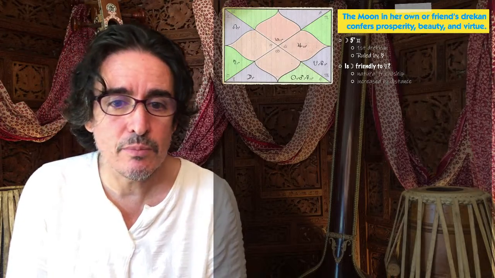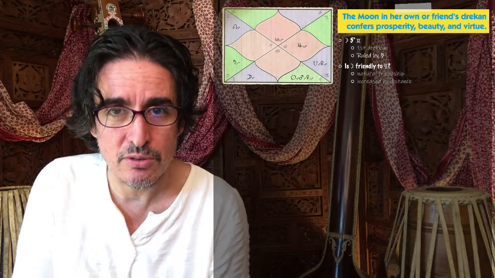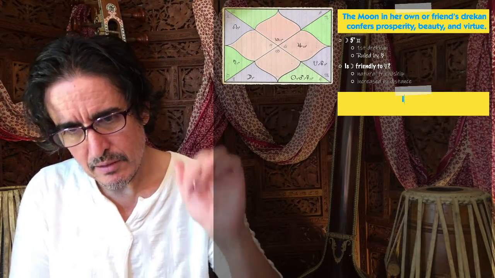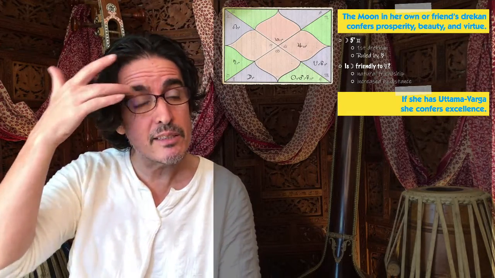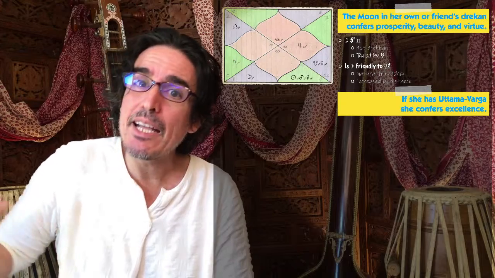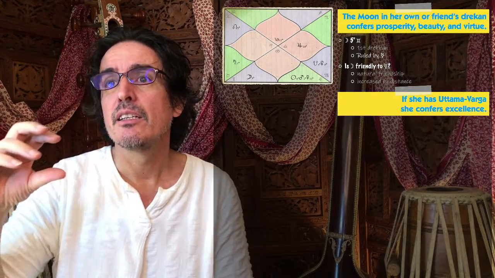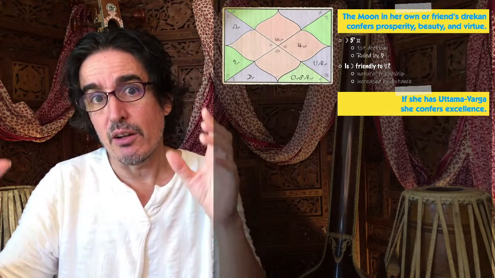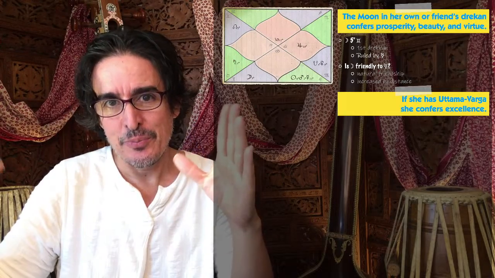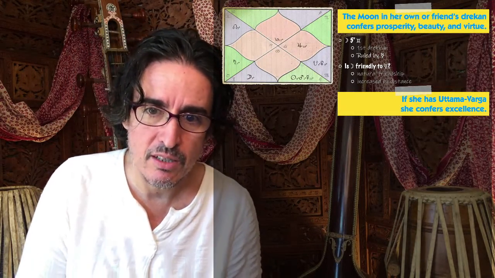Okay, so this would match the condition of the moon being in her own or a friend's Drekkana. And so it should confer prosperity, beauty, and virtue. The next thing is, if she has Uttama Varga, she confers excellence, which we explained means it will give the prosperity, beauty, and virtue not just to a 50-cent degree, but to a $50 degree, or at least to a dollar degree, not just a little bit, but a lot. If she has Uttama Varga.